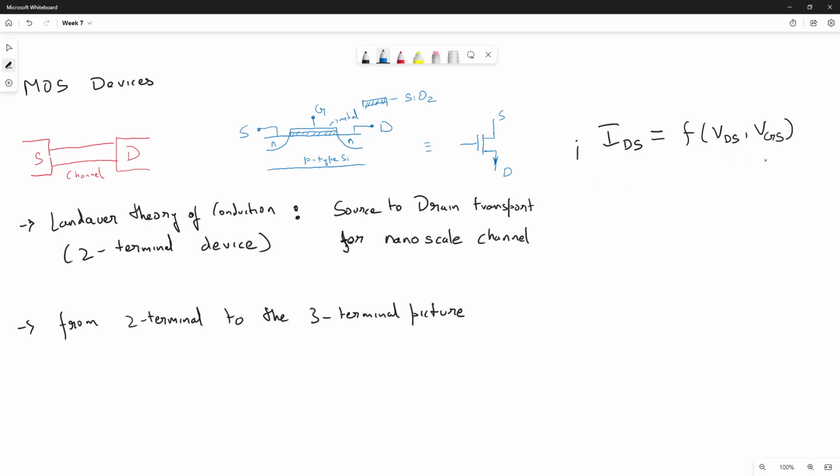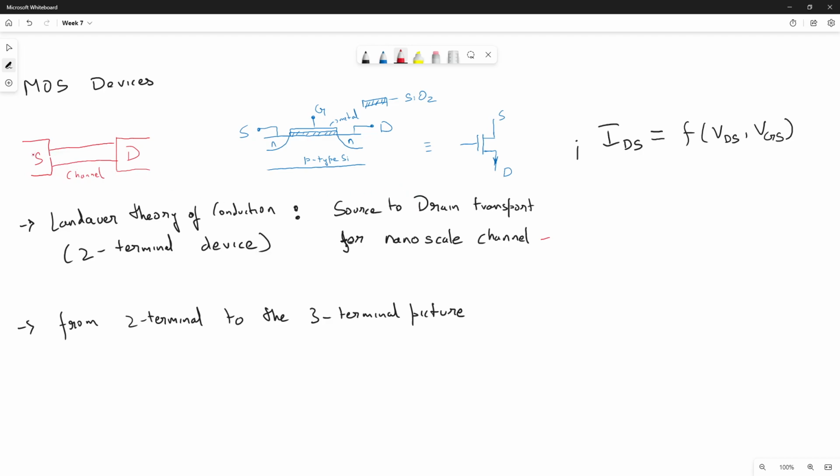So our aim is to move from our original two terminal picture, where we were talking about a voltage V, to the three terminal picture. So in the three terminal picture, what is that voltage? Is my question clear? Or do you want me to repeat it?